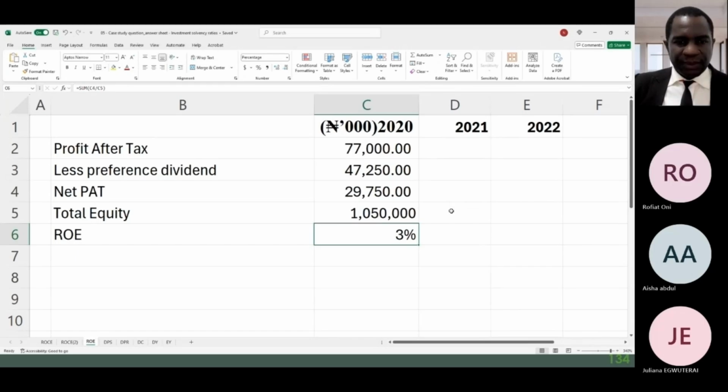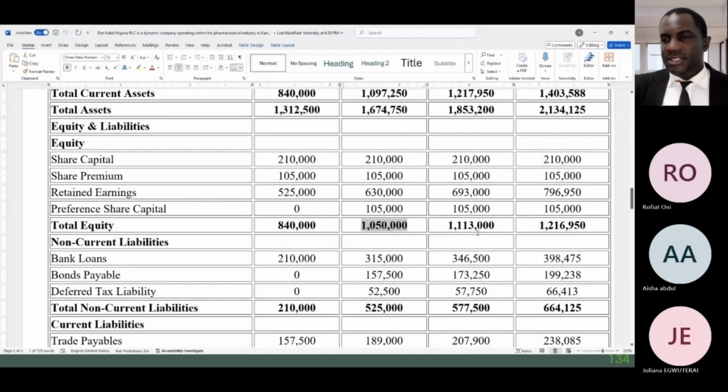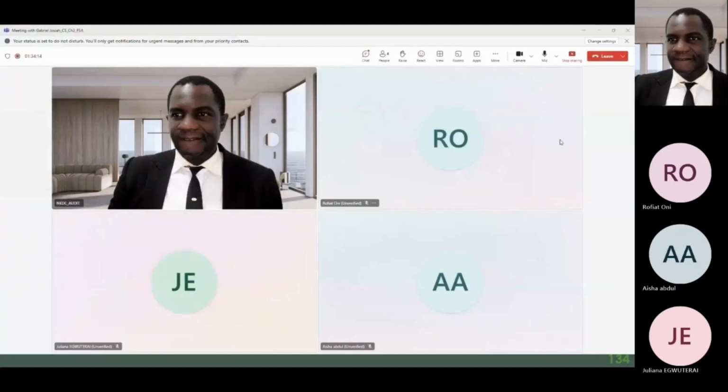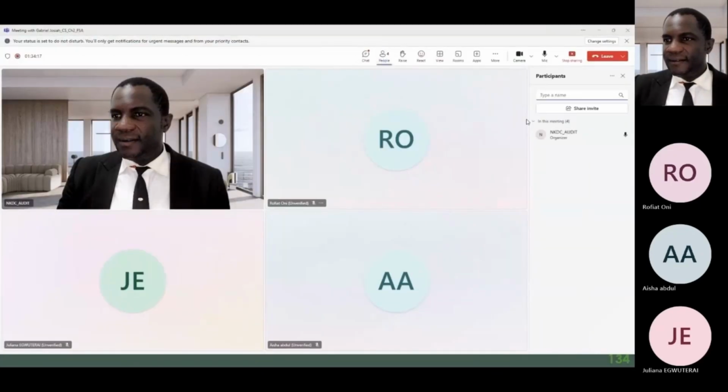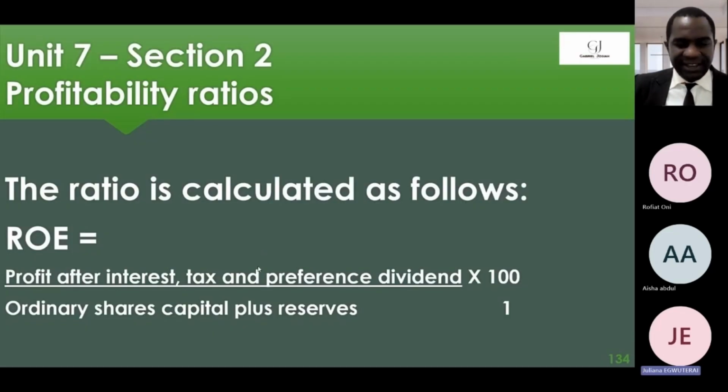Okay, so as we can see, the return on equity is 3%. So can we go ahead and do 2021 and 2022? If we don't have any questions. Is everyone still on the call? Oh, we are only three. Questions? Okay, yeah, please go ahead.